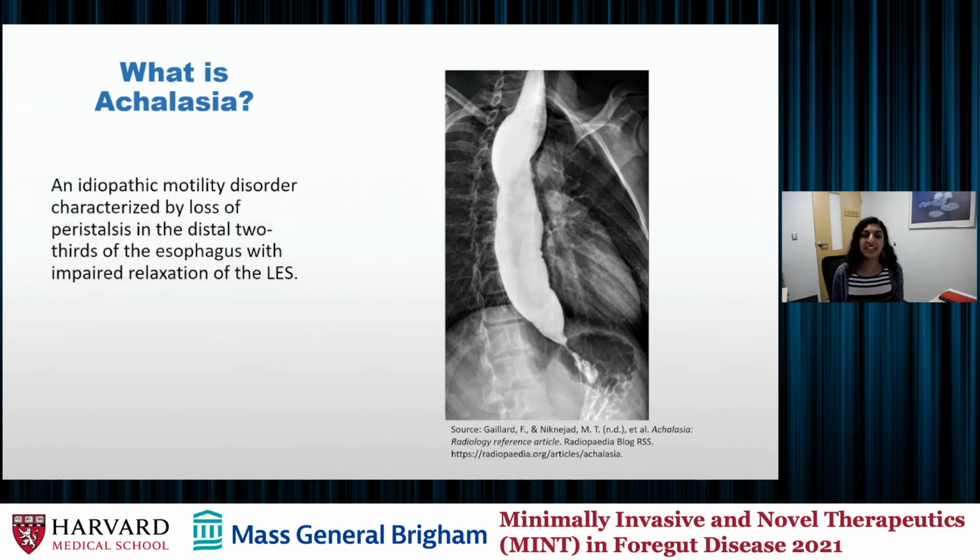So achalasia, it's an idiopathic motility disorder characterized by loss of peristalsis in the distal 2/3 of the esophagus with impaired relaxation of the lower esophageal sphincter. And as you can see by the imaging on the right, through this study, you can see how tight that lower esophageal sphincter is, and also this backflow of barium in the image study.